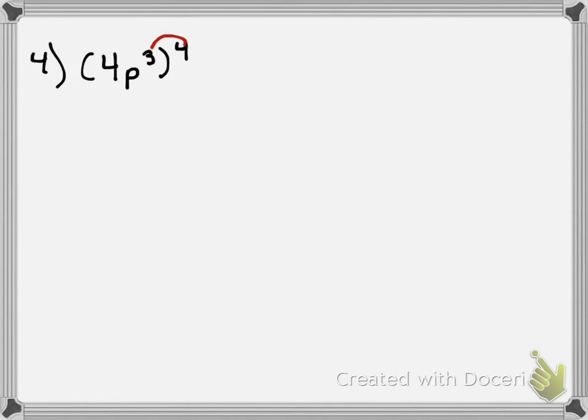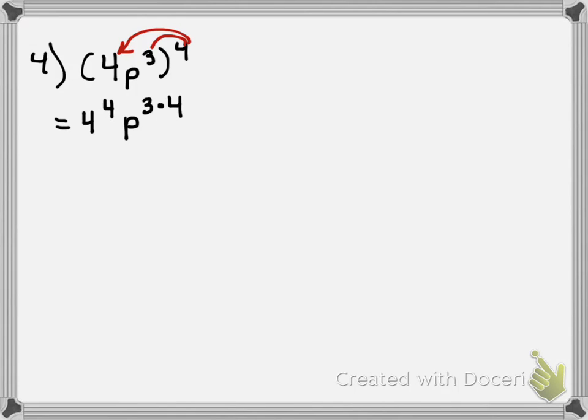How many different bases do I have inside of that parentheses? I have 2 bases. I got to treat them both the same. So if I'm going to multiply the p cubed by the 4, I got to do the 4 also by the 4. So this is going to give me 4 to the 4th power, and then p to the 3 times 4 power.